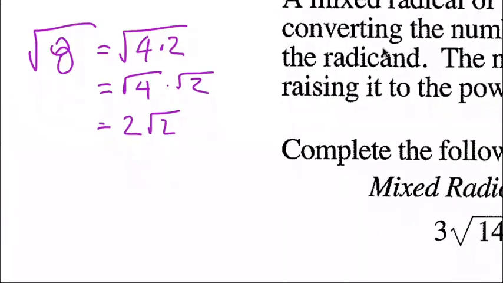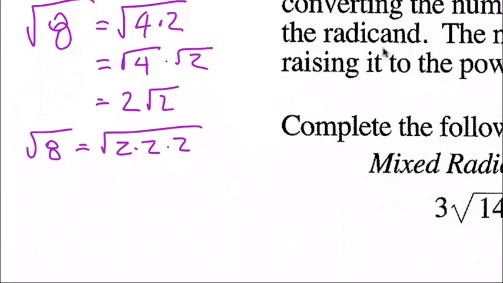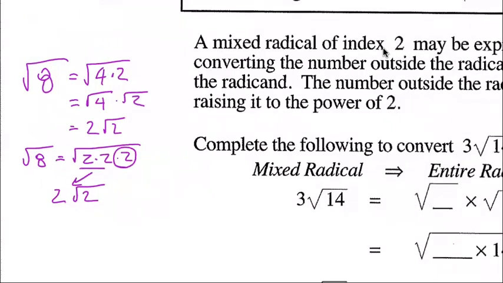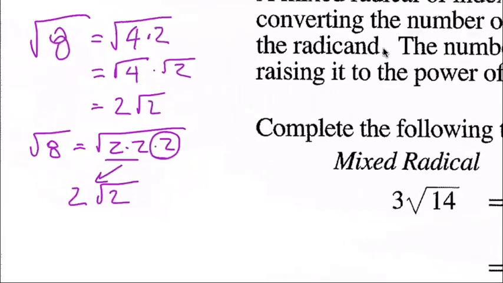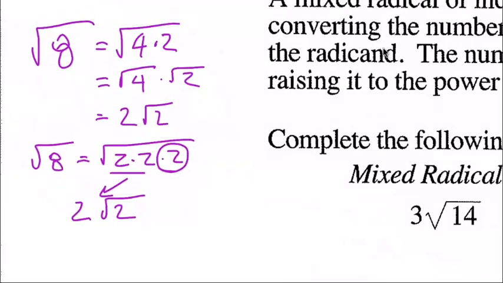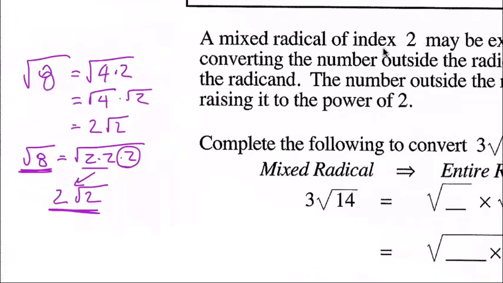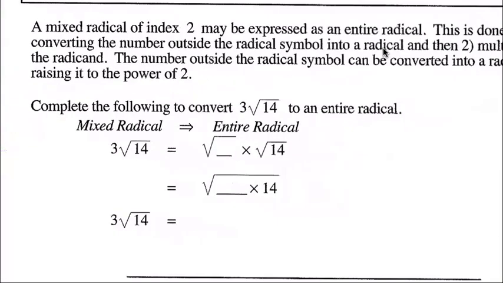Or another way is we looked at the prime factorization. Square root of 8 is the square root of 2 times 2 times 2. This is a square root, so we're looking for pairs. This 2 comes out, and I'm left over with this lonely 2, square root 2, same place. Either or. Now we're going to be working backwards. We're going to be going from our mixed radical to our entire radical. So we have to understand the process in reverse now.